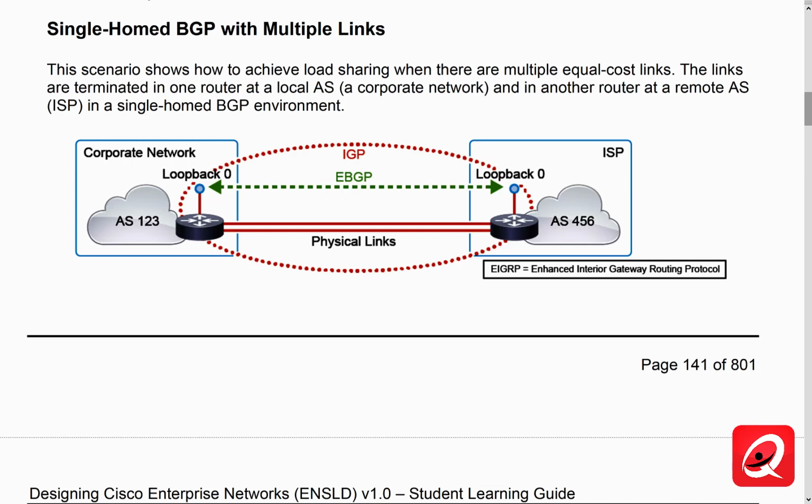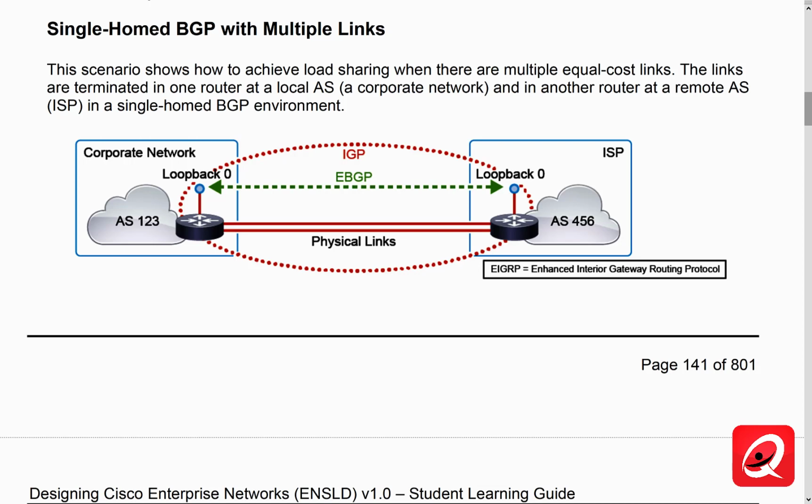Because eBGP has a predefined hop limit of 1, eBGP peering relationships have to be direct and physical, and I would have to choose to peer over the top link, or I'd have to choose to peer over the bottom link. We can ignore that value, or we can increase that value by using the eBGP multi-hop command, and then we would peer between the loopbacks.